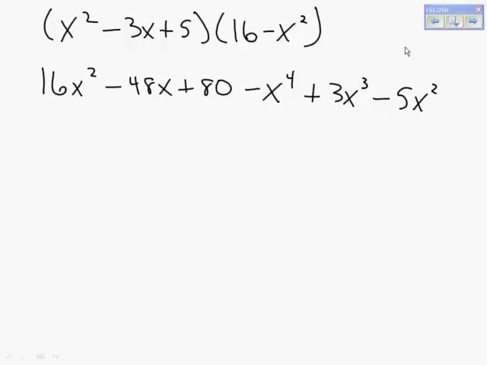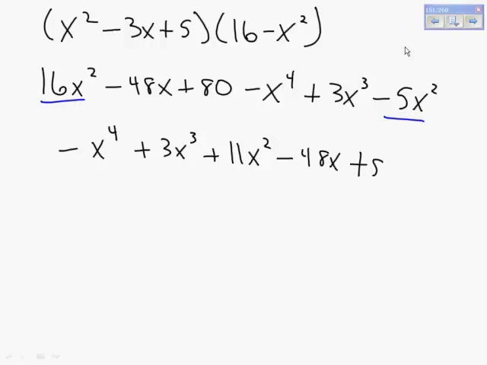All right, so if I write this in descending order, this is going to be negative x to the fourth. Nothing I can combine with negative x to the fourth. I got a positive 3x to the third. Nothing I can combine with 3x to the third. I have a positive 16x squared and a negative 5x squared, so I can write that as positive 11x squared. And then I have negative 48x that I can't combine anything with. And I have positive 80 that I can't combine with anything. So there is f of x times g of x.